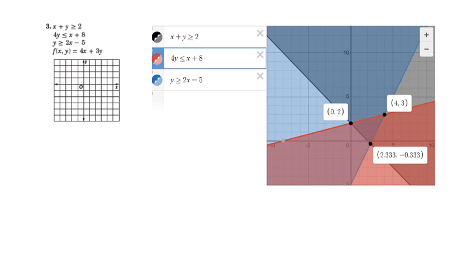Okay, in this example, my inequalities are x plus y has to be bigger than negative 2, 4y is less than or equal to x plus 8, and then y has to be bigger than or equal to 2x minus 5. And when I graph those, here's my bounded region. All right, so let's see, my vertices are (0, 2), (4, 3). And then you can round the decimal. You can change it to a fraction if you want. I'm just going to round the decimal.